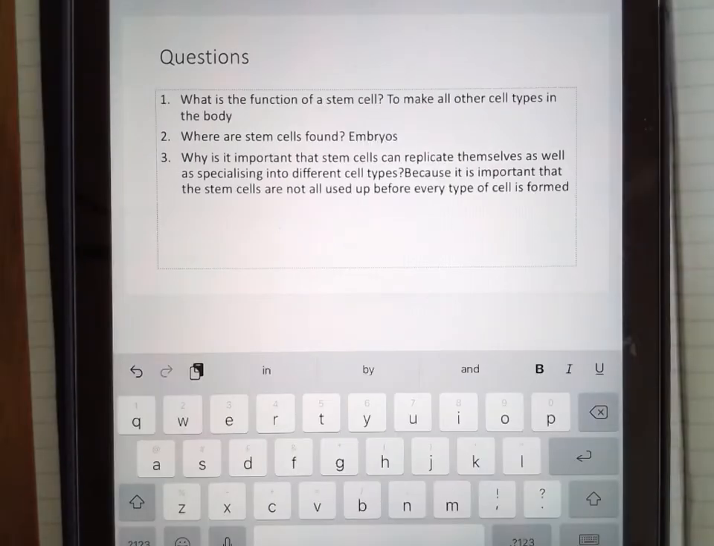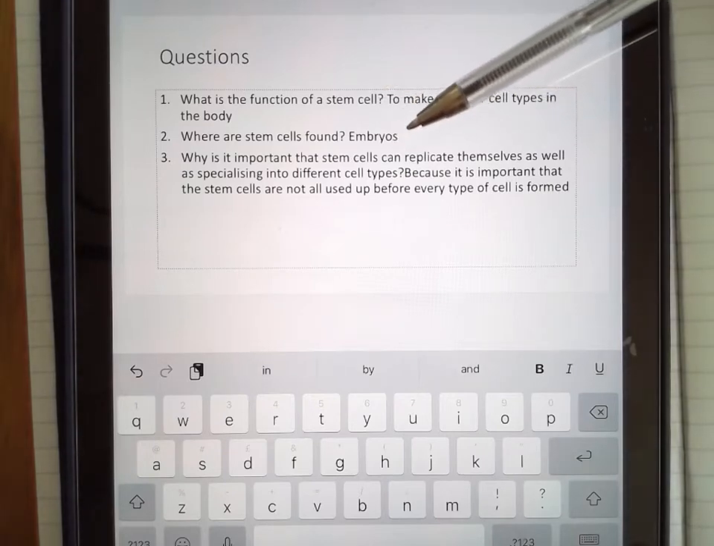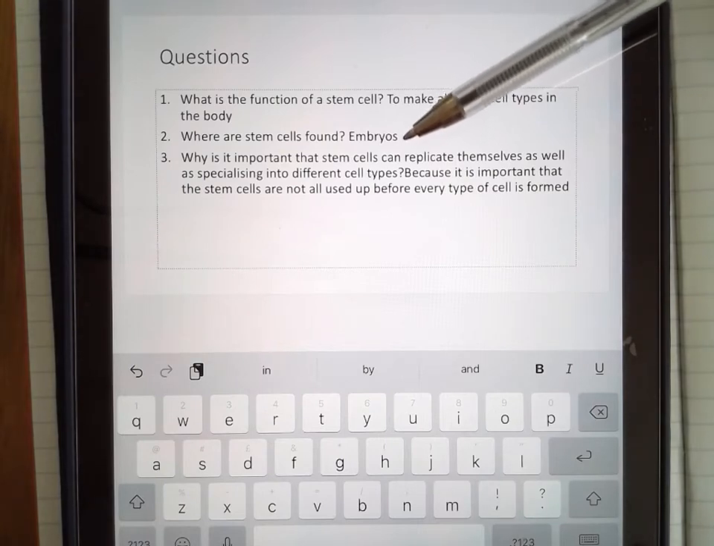Okay, so I've written some answers. What is the function of a stem cell? So I wrote to make all other cell types in the body. That's the primary function, to specialize and to become all of the other cell types that we've got in our bodies. Where do we find them? We find them in embryos. And there are other places, I'll get to that in a minute. But for the moment, we're just going to say we find stem cells in embryos.